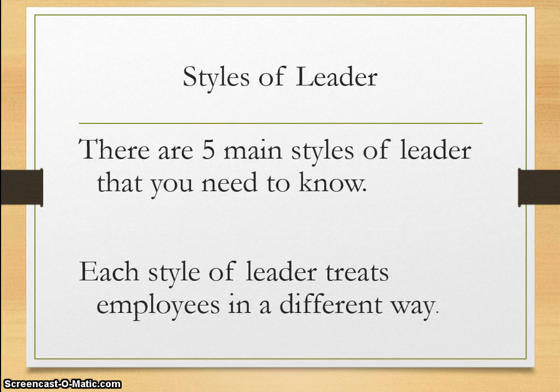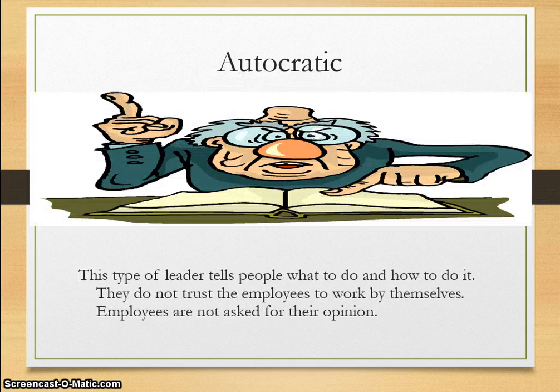So the various different styles that you need to know, there are 5 styles of leader that you need to know, and you need to know what each one is, be able to give a definition and explain how it works. So start with autocratic. An autocratic manager tells people what to do and how to do their job. You don't trust your employees to do their work by themselves. You don't ask employees' opinions.